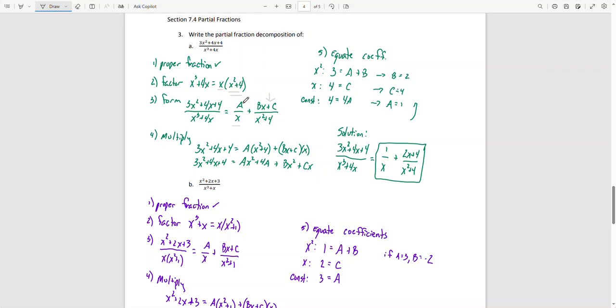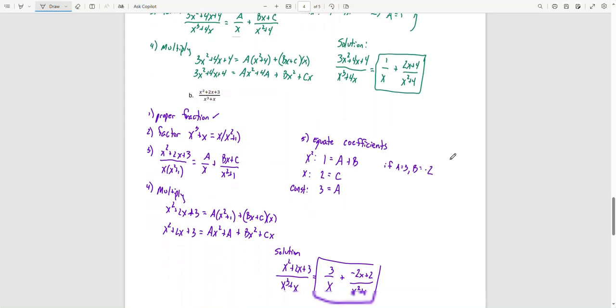So I go back to my form. I know a is 1, so I'll have 1 over x. I know b is 2 and c is 4, so I'll have 2x plus 4 over x squared plus 4. Remember, these 4's do not cancel. Don't go trying to do more. Stop there. It's a quit while you're ahead problem. So even when it's an irreducible quadratic, it doesn't necessarily mean it's a more difficult problem. It just means we have to look for a couple more terms.